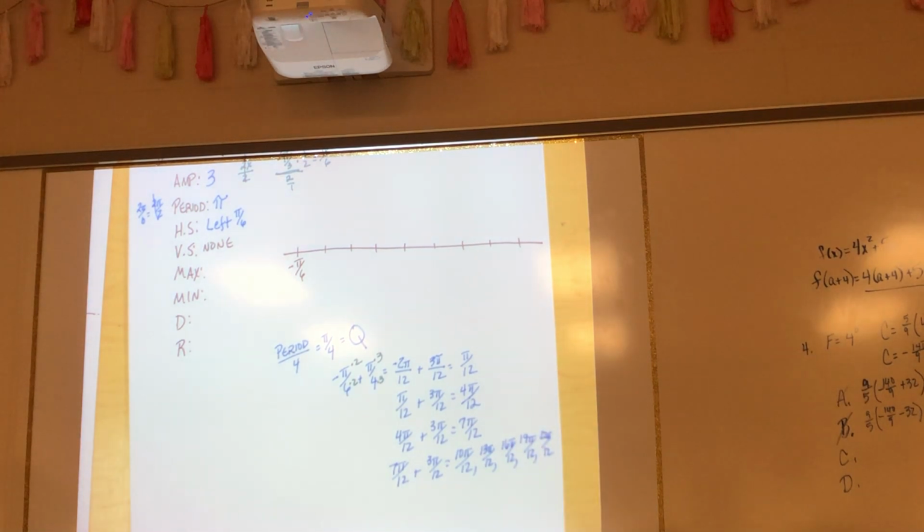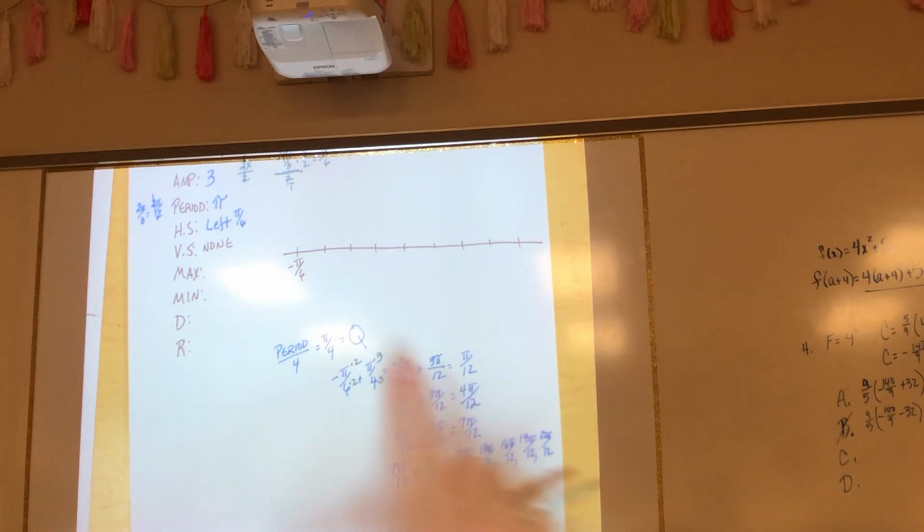How did she get 3 pi over 12? I had to find a common denominator between 6 and 4, and I chose 12, the least common multiple. So I multiplied this guy by 3 and that guy by 3. Oh, I did all that wrong.